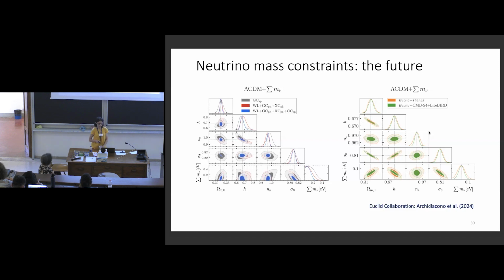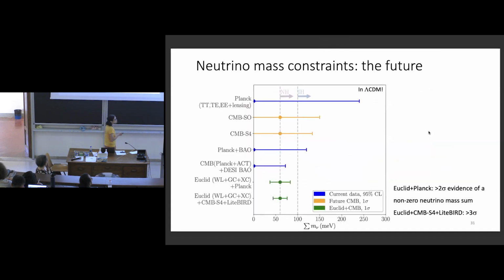So, okay, thanks. Let me jump to the results, to the constraint on the neutrino mass. If we combine Euclid with Planck, so with current CMB, we have more than 2 sigma evidence for a non-zero neutrino mass sum. And if we combine Euclid with future CMB surveys, we can reach up to a 4 sigma detection of a non-zero neutrino mass. But of course, we have to remember that cosmological results are always model dependent.